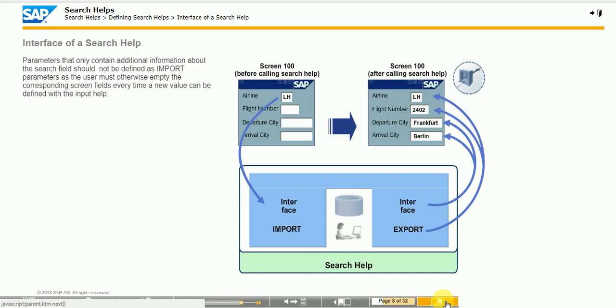The search field is a special case. Its contents are only used in the input help if it is a search string, that is, if it contains a star or a plus, and the parameter linked with the search field is an import parameter.